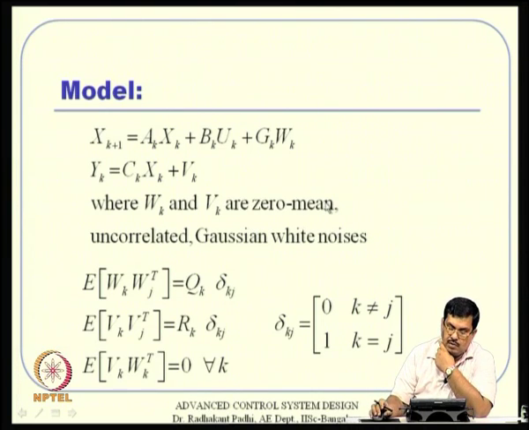But for the entire derivation, remember, in my view, all that is required is that it has 0 mean and uncorrelated noise. So, 0 mean white noise, that is all we need for the derivation part.